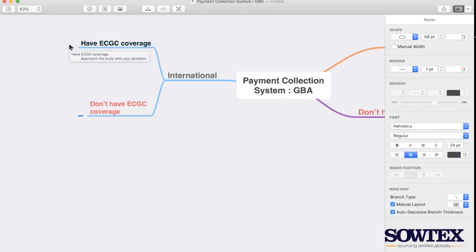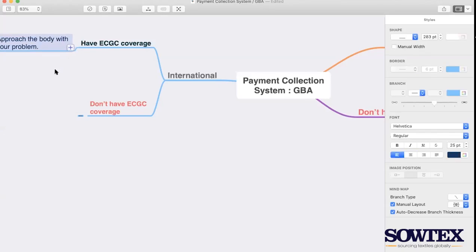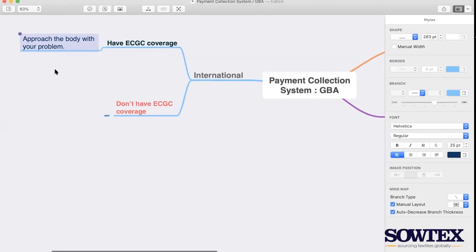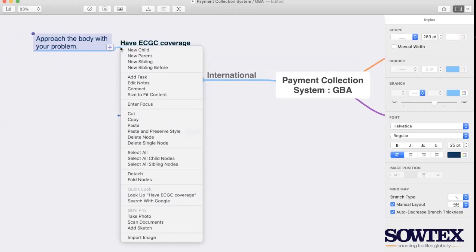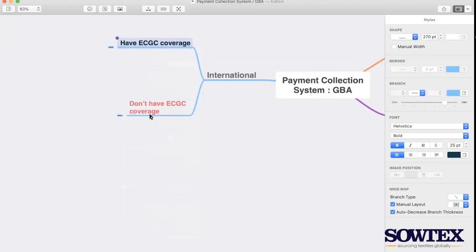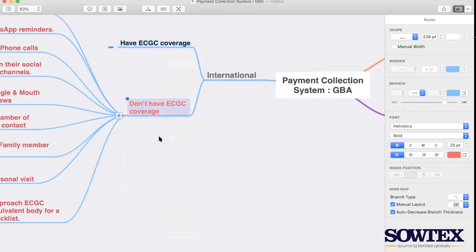So now you're in a hard place, right? Now you're in a hard place. If you have ECGC, that's great. You approach the body with your problem, and they will help. So it's very, very important to have ECGC coverage. Now, if you don't have ECGC coverage, what are the things that you're going to do?